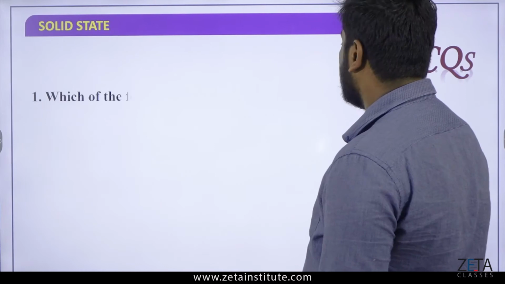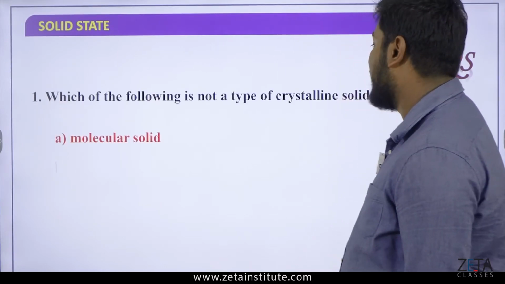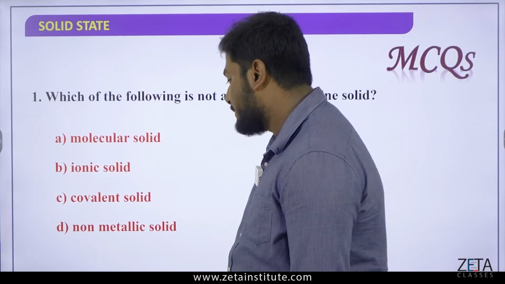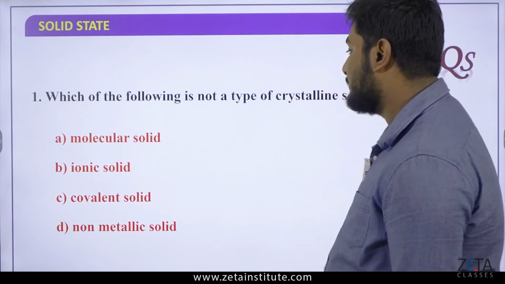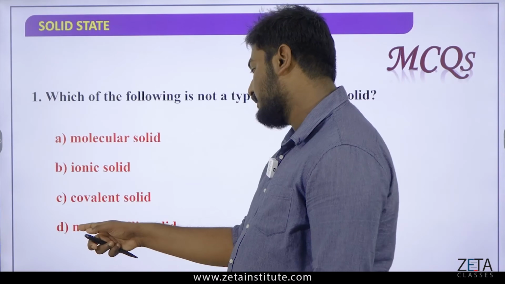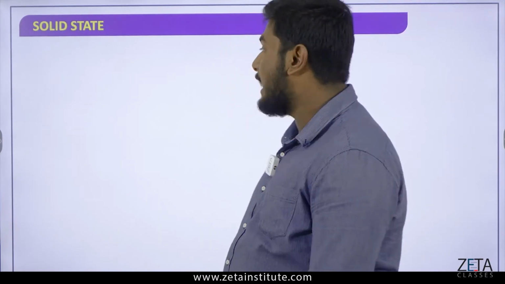Clear? So we have one MCQ over here. Which of the following is not a type of crystalline solid? Option A, molecular solid. Option B, ionic solid. Option C, covalent solid. Option D, non-metallic solid. Clear? So here we have the answer option, that is our non-metallic solid. Clear? Now we can discuss in case of our ionic solid.